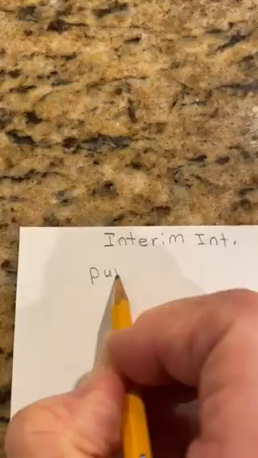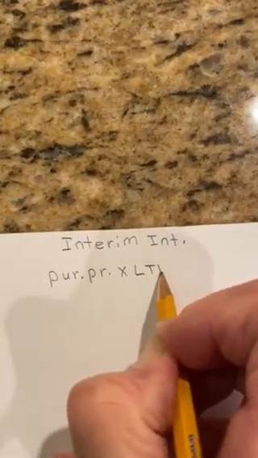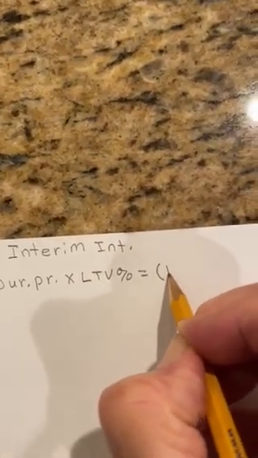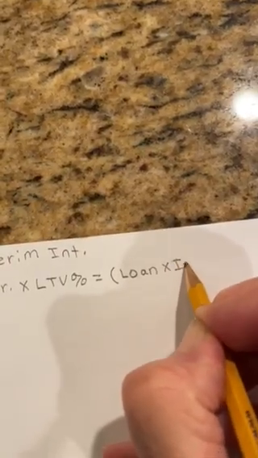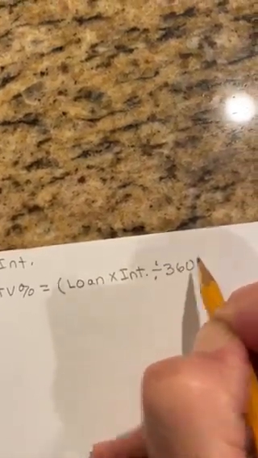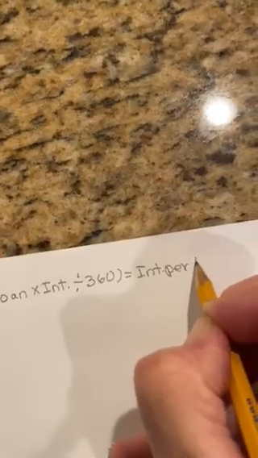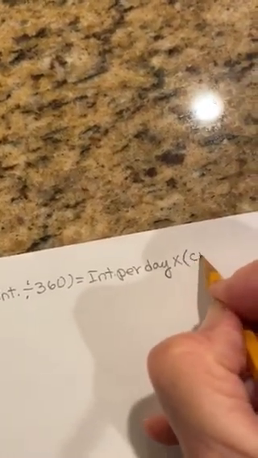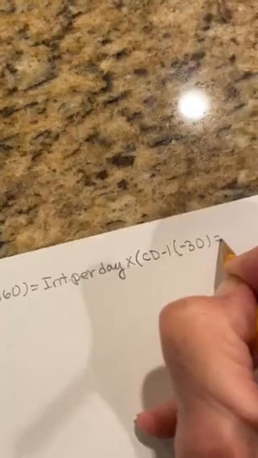Purchase price, PUR, times LTV percent equals, in parentheses, skip a little space there, loan times interest divided by 360 equals interest per day times CD, for closing date, minus 1, in parentheses, minus 30, equals your interim interest.